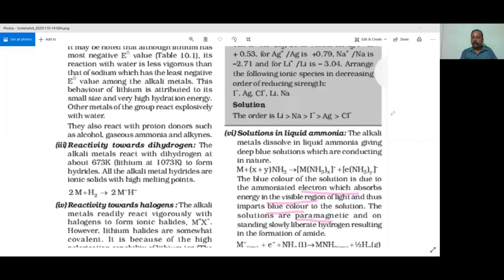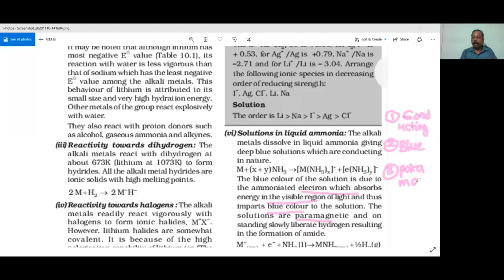So three new things are summarized, and I am making short notes here. What are the three things? First of all, it is electrically conducting. Second thing is blue color. Third, it will become paramagnetic.